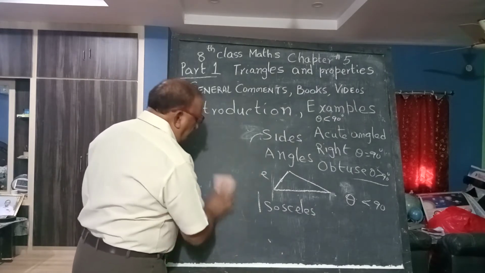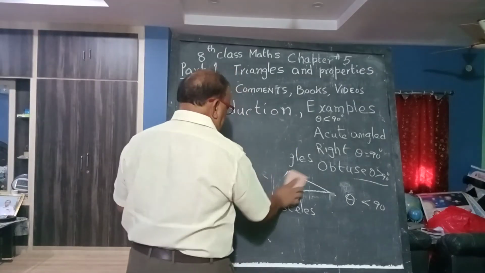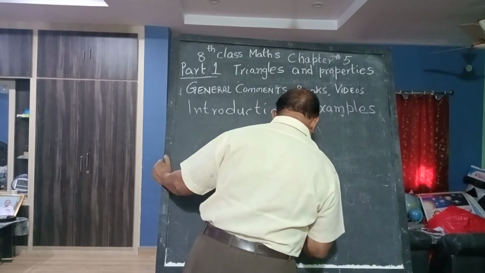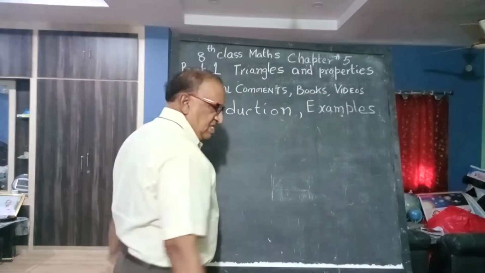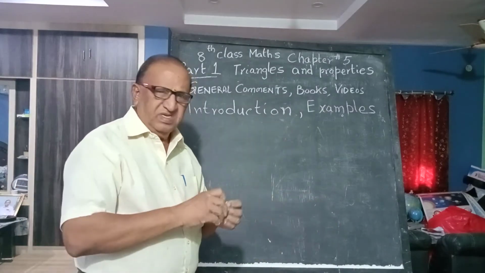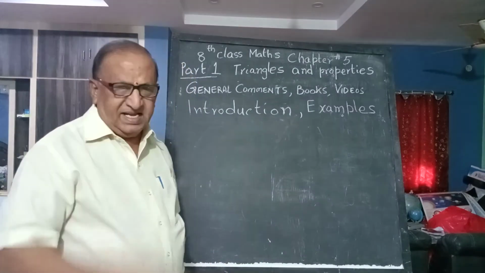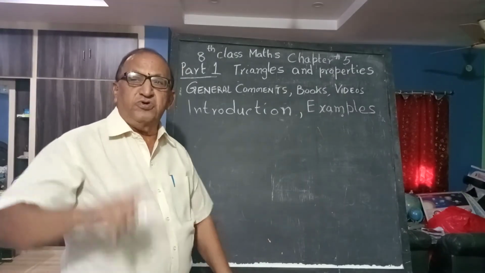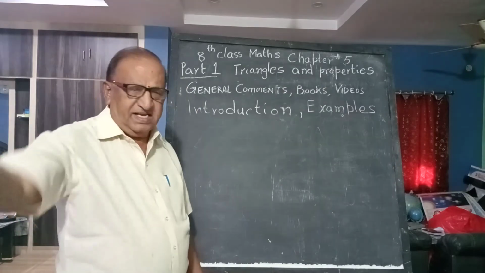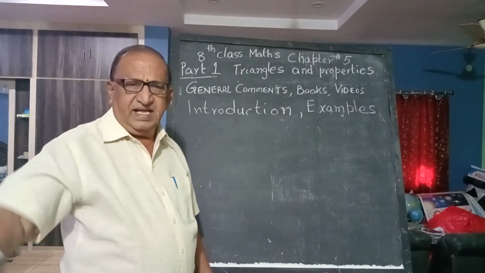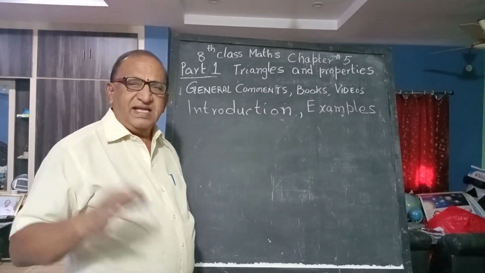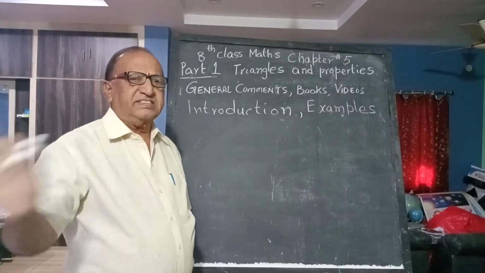I showed you how a scalene triangle looks, how an isosceles triangle looks, and how an equilateral triangle looks. Similarly, based on the angles, I told you acute angled triangle, right angled triangle, obtuse angled triangle.